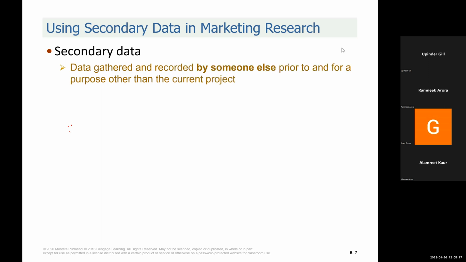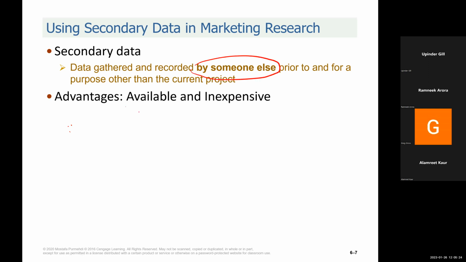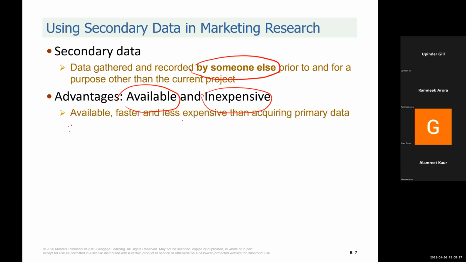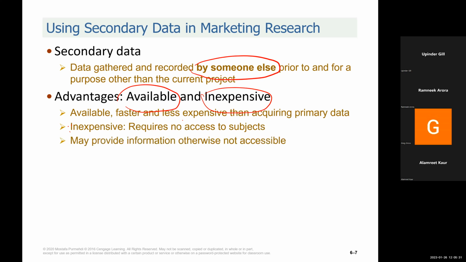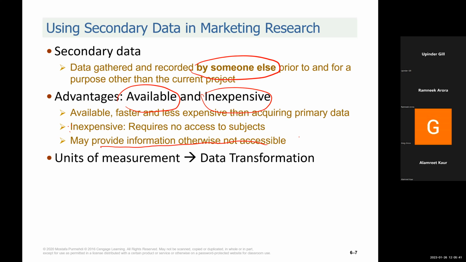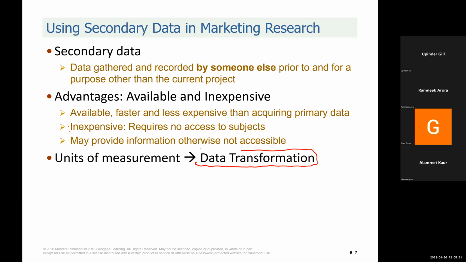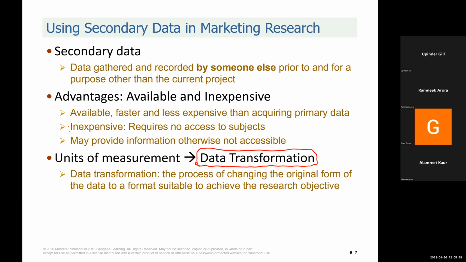So secondary data, obviously, is collected by someone else. It is available. It is inexpensive. Sometimes it is our only source. So that's what we have to work with. Usually if you use secondary data, you will start to understand the importance of data transformation, and that is when you change the original data to a format that's suitable for your research objectives.